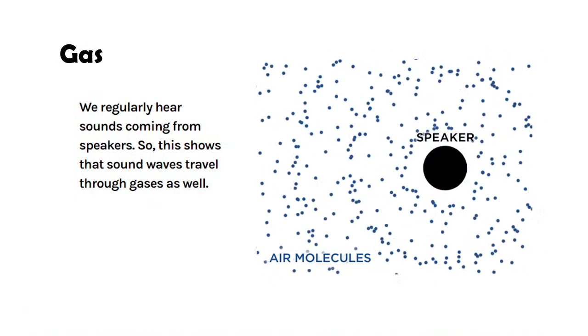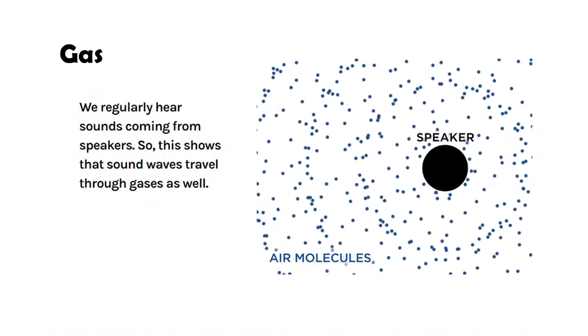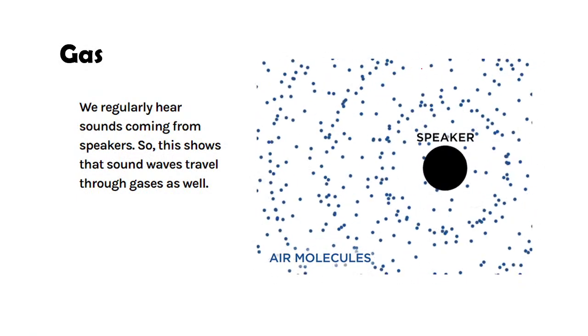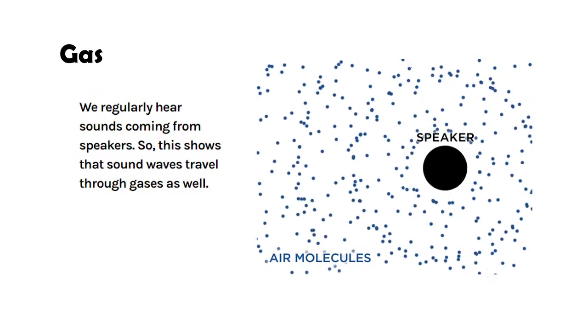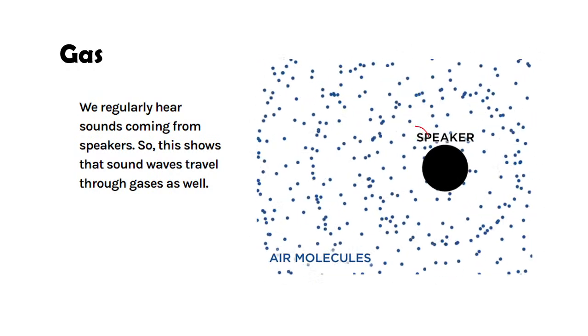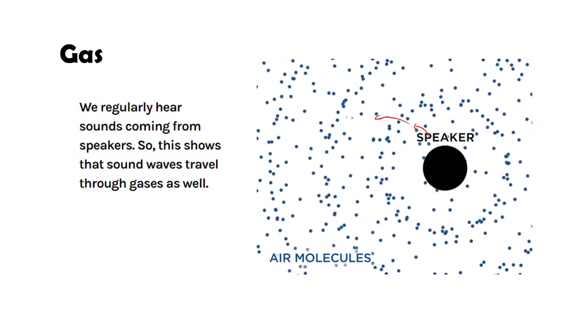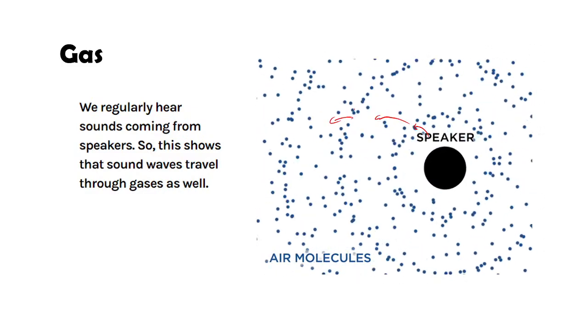So as I already told you, gas molecules, what happens in the air? When you are speaking, the air molecules around you also start vibrating, and we know that vibration is passed on from one molecule to the next one, and then to the other one, and we are able to hear the sound.